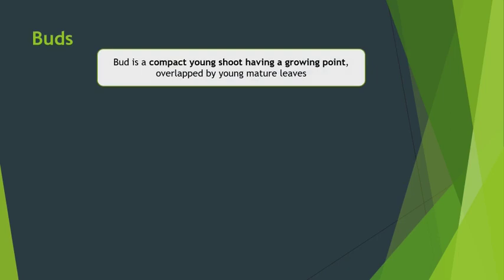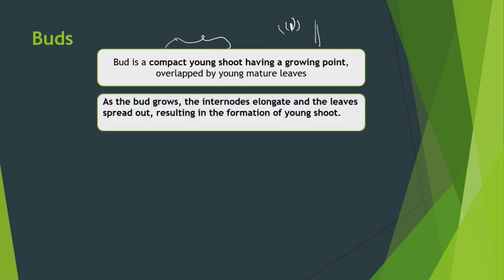What is a bud now? A bud arises on the stem. It is a compact young shoot, very important. It is a compact young shoot which is covered from all sides by overlapping young leaves. As the bud grows, what will happen? The elongation of the internodes will take place and the leaves will spread out in the formation of a young shoot. Thus, a bud is a compact young shoot covered by young leaves.